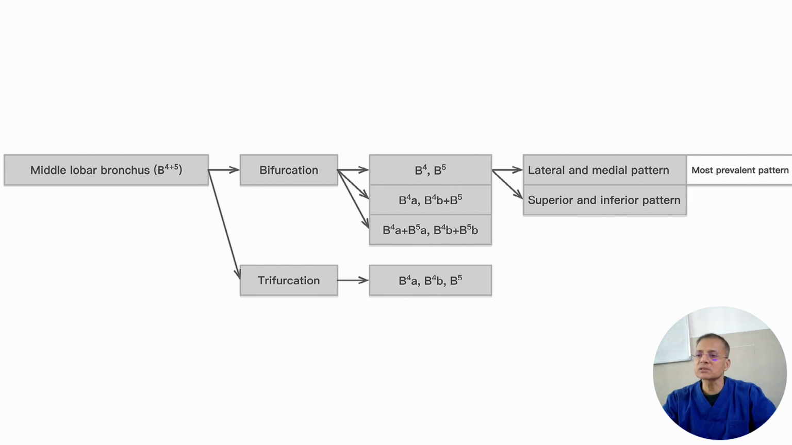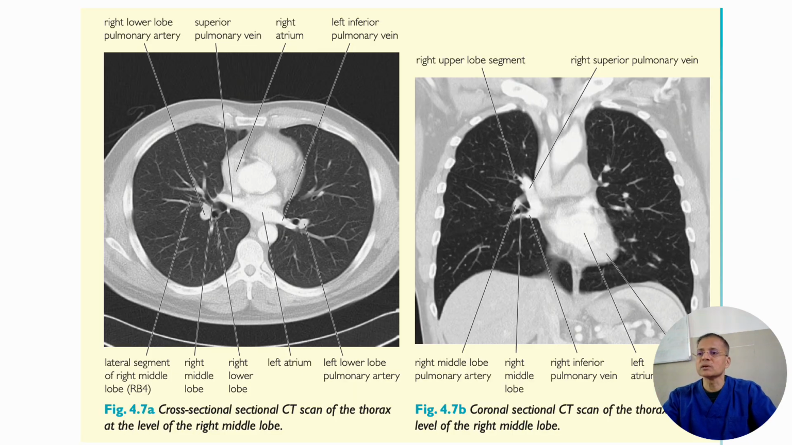So the middle lobe bronchus has a bifurcation. There could be a bifurcation, there could be a trifurcation. So what we assume is that B4 and B5 are the two trunks that may be arising, but there may be different variations. The most common is the lateral-medial pattern. When the middle lobe bronchus divides into B4 and B5, the most common is lateral-medial. Similarly, after the middle lobe bifurcation comes the lower lobe.